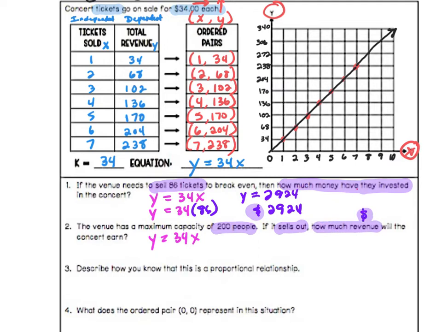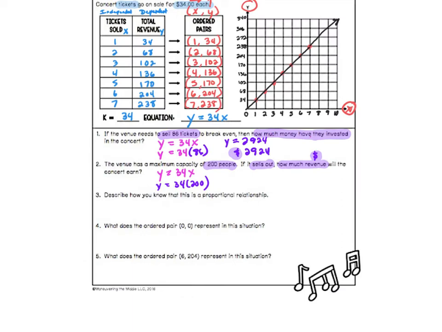So when you see revenue, they even mentioned it up here, total revenue. So once again, we're going to write Y equals 34, and this time we're going to put in 200. So again, pause, use your calculator, and figure out how much that is. So the answer is Y equals 6,800. So again, revenue means it was $6,800. The next question says, describe how you know this is a proportional relationship.